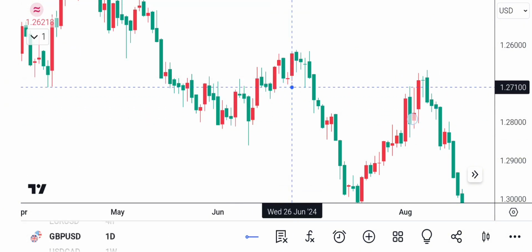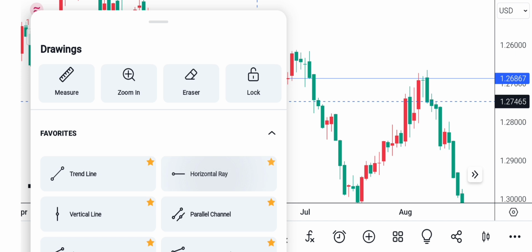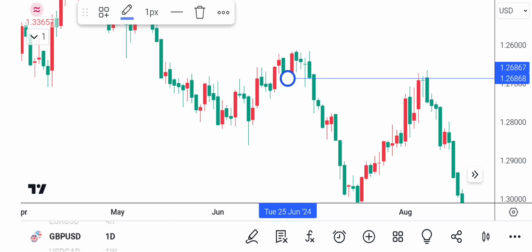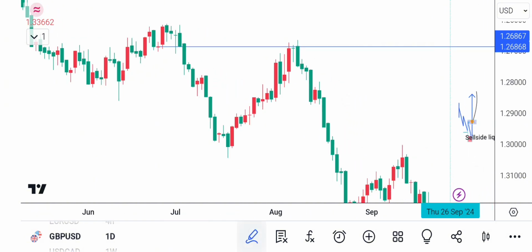Pay attention to how, even though it looks very small, this is a higher time frame, so you are going to see the candle to be very small. See, look at how price came back to this candle and then sold off. That's our bearish breaker block. I hope this is clear.